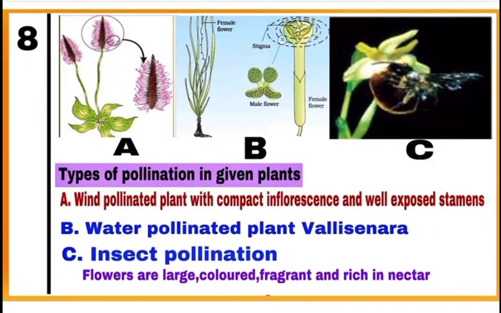8th diagram, you have to identify types of pollination in given plants. A is the wind pollinated plant with compact inflorescence and well exposed stamen. B, it is water pollinated plant Vallisneria where female flower reaches the surface of water by long stalk and male flowers release pollen grains on the surface of water. C is an insect pollinating plant where flowers are large, colored, fragrant and rich in nectar.